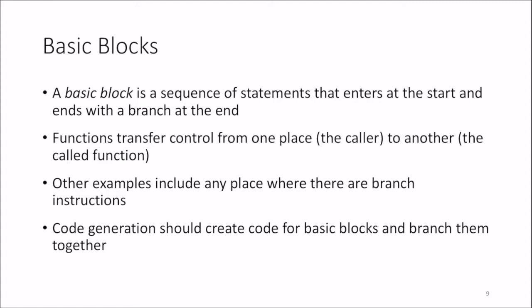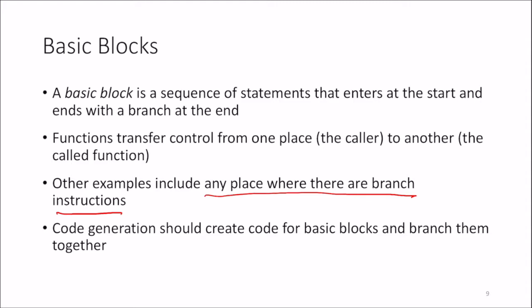And other examples include any place where there are branch instructions. So anytime you have a goto statement or a conditional goto, it is going to define a sequence of statements that you can enter in and leave, right? It's similar to a function, except it's not always a function call. Sometimes you build up a sequence of statements and you need to target it using a goto statement. We'll see lots of examples of why you would need to do that.